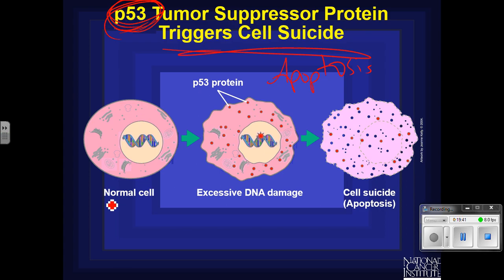This is what's supposed to happen. You have a normal cell, excessive cell damage, cell dies. Well, if you don't have p53, that cell is going to continue to divide.